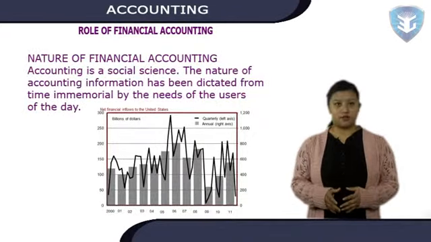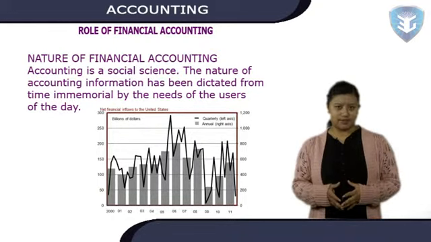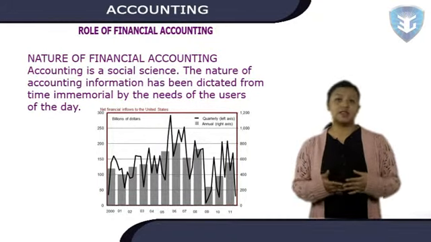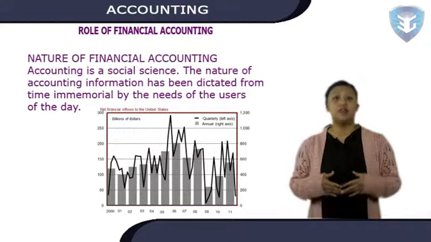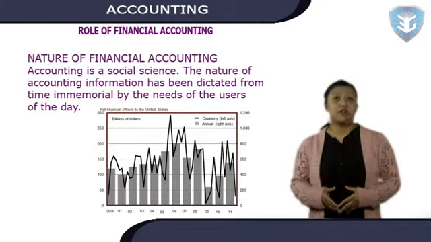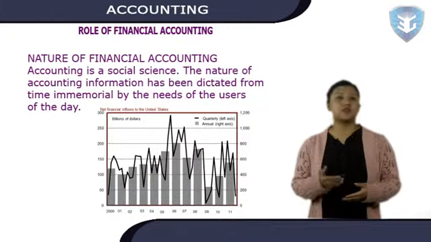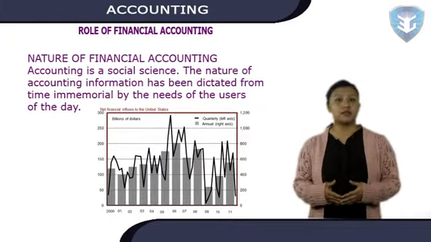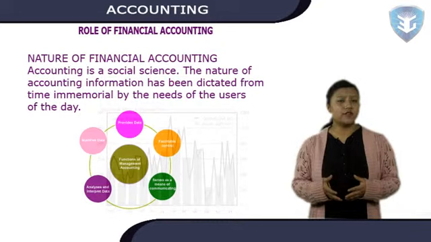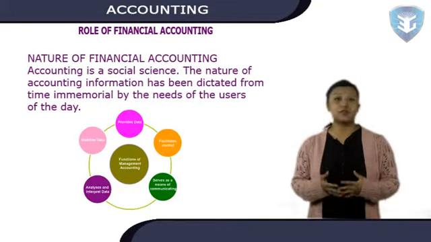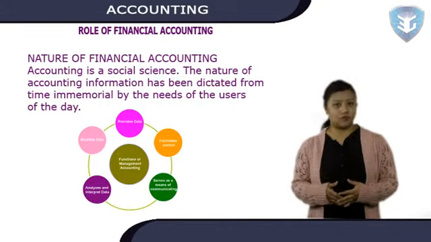Nature of financial accounting. Accounting is a social science. The nature of accounting information has been dictated from time immemorial by the needs of the users of the day. The history of accounting reflects the pattern of social development and the forces which necessitate the changes in accounting system from time to time. Over the years, accountancy has made tremendous progress in the field of commerce and industry.